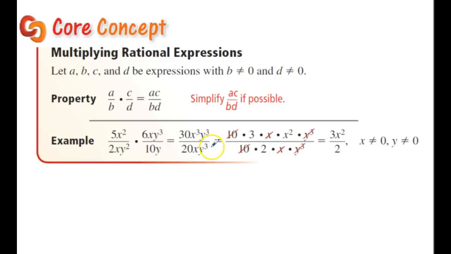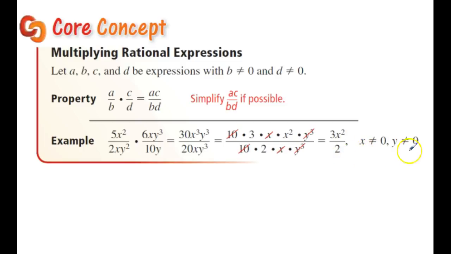Now I simplify. Well, I can simplify the numbers first, right? And I know that 30 divided by 20 can be simplified to 3 over 2. I have 1 x in the denominator and x cubed in the numerator, so I'm left with x squared in the numerator. And then my y cubed over y cubed gives me 1. So here's my final answer, right?